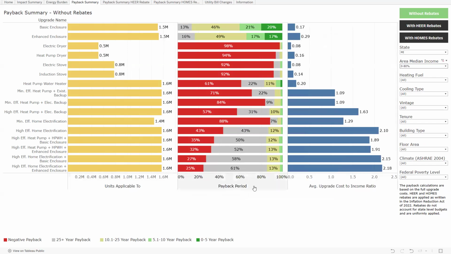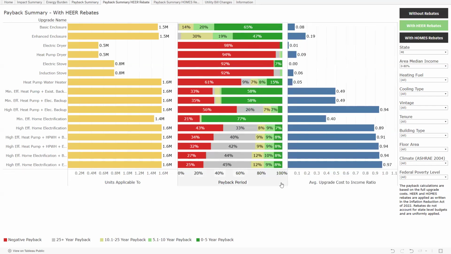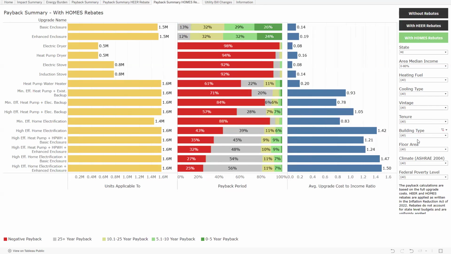So if we wanted to look at just 0 to 80% of the area median income, these numbers will change and provide different values. We have looked at it with HER rebates. And so if you click on the HER rebates, it will show you the same data, but with these rebates included. As you can see, much more favorable paybacks, as well as a lower upgrade cost to income ratio. We've also done the same thing with the home rebates that were put through with the Inflation Reduction Act.